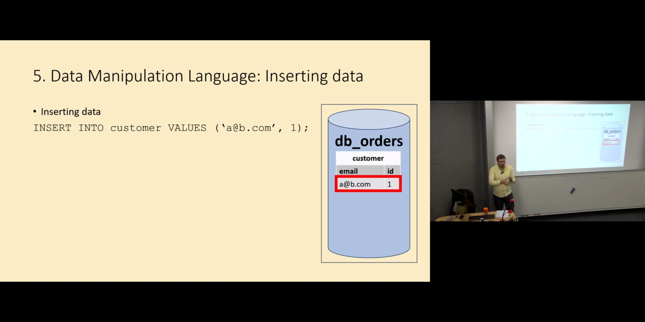So again, almost like the alter table, but this time we're inserting into the table name, which is customer, and then we provide it some values. Now the way you provide these values can vary, and we'll show you a couple examples of that. But generally what you do is you put them in brackets and you provide a list of the column values. So in this case, we have an email of a@b.com and an ID of 1. So we pass it both like that.